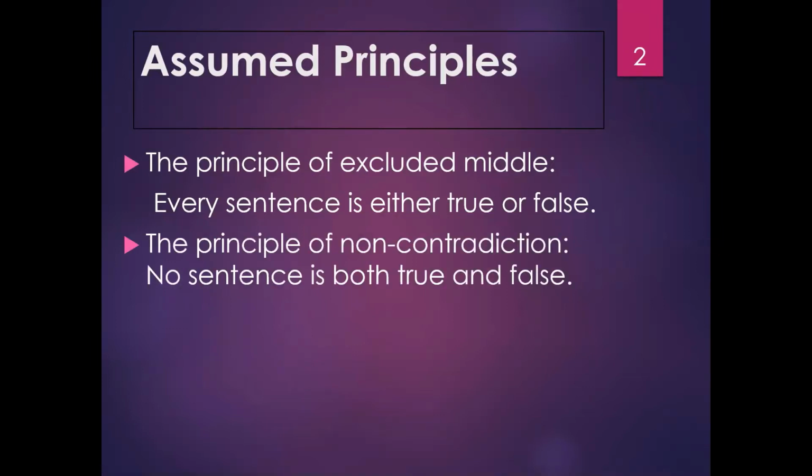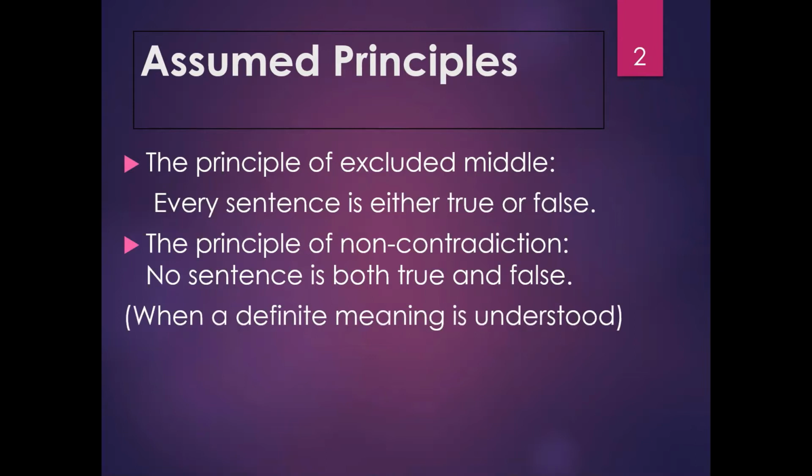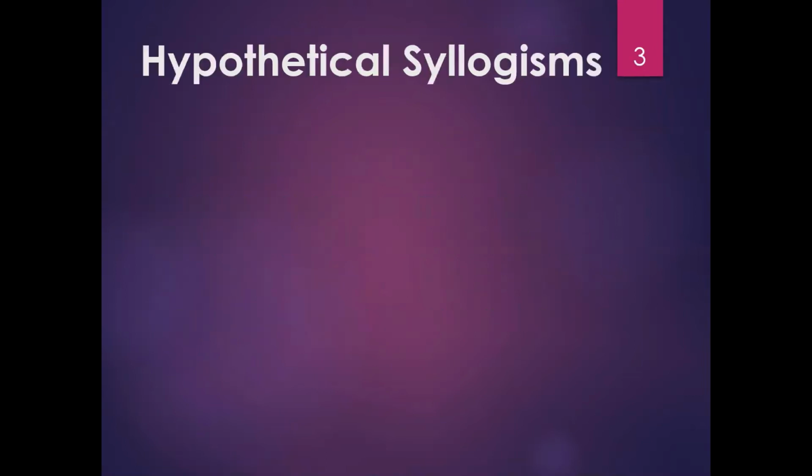And another assumed principle is, of course, a principle that is assumed anytime you are reasoning carefully, and that's the principle of non-contradiction. Now, sometimes this is called the principle of contradiction. I prefer the label I'm using here. And it is the idea that no sentence is both true and false. The idea is that you have a definite meaning that's understood. You're not equivocating on terms and interpreting the sentence in different ways at different times. You just have the single sentence, one meaning, and it cannot be both true and false.